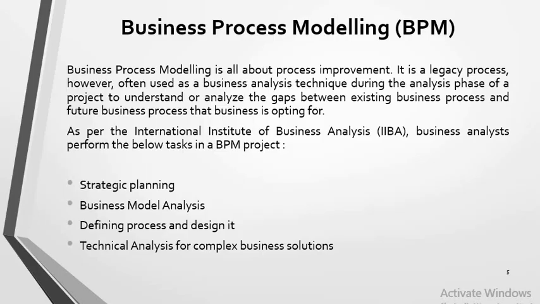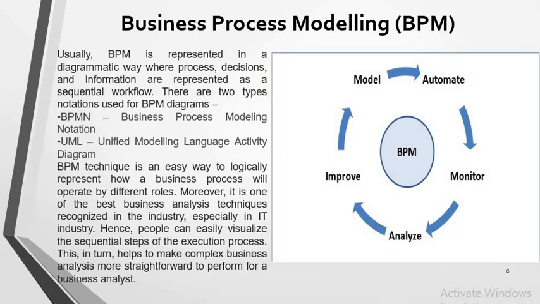Basically, the primary objective of business process modeling is to analyze how things are right now and simulate how they should be carried out to achieve better results. Usually the BPM is represented in a diagrammatic or graphical way, where the processes, decisions, and information are represented as a sequential workflow. There are two types of notation used for the BPM diagram: the business process modeling notation and the unified modeling language activity diagram.